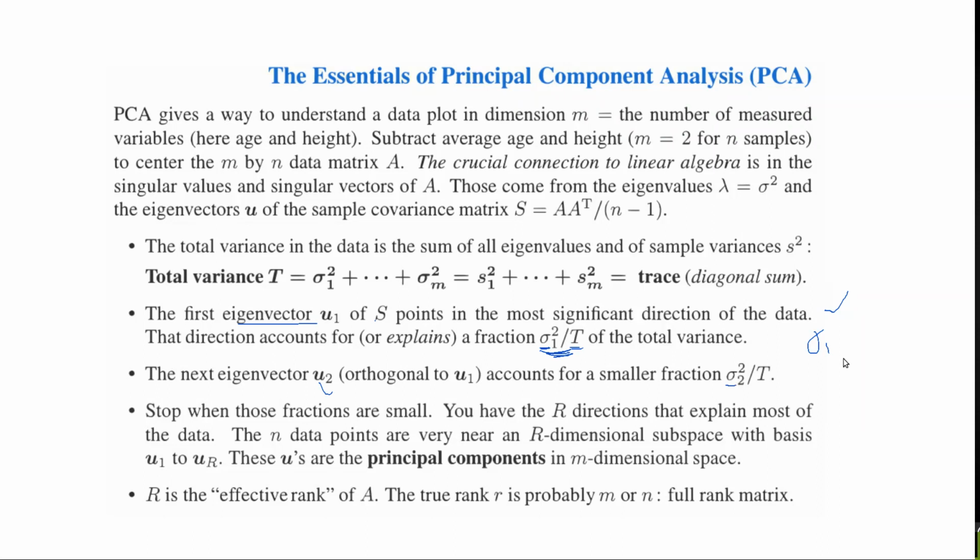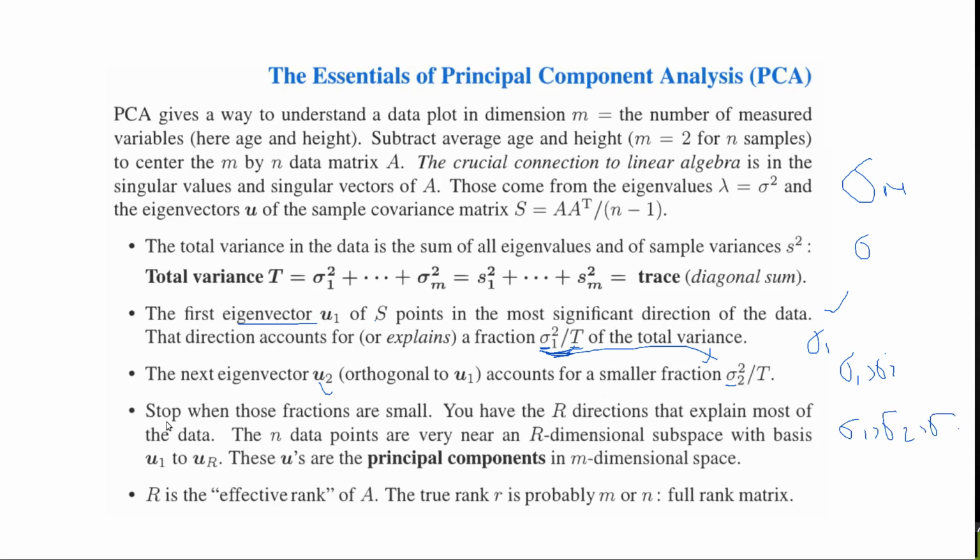Because sigma 1 is greater than sigma 2, this quantity is greater than this quantity. And if we go on, let's say there are n singular values, then each singular value will account for a smaller and smaller part of the variance, because sigma 1 is greater than sigma 2, which is greater than sigma 3.